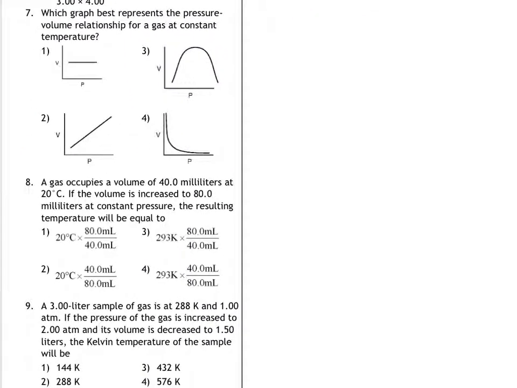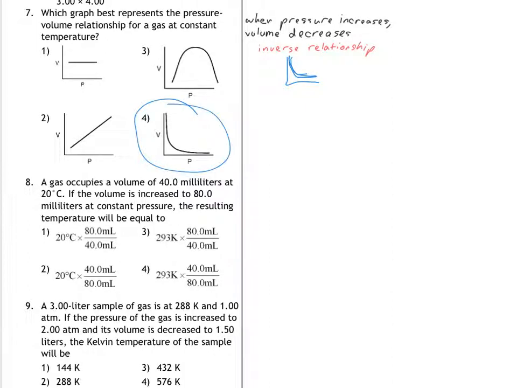All right, number 7. Which graph best represents the pressure-volume relationship for a gas at constant temperature? So one thing I know is that when pressure goes up, volume goes down. And that's called an inverse relationship. And lastly, all inverse relationships have the same general shape for their curve, which is going to look something like that. So 4 is our best answer.